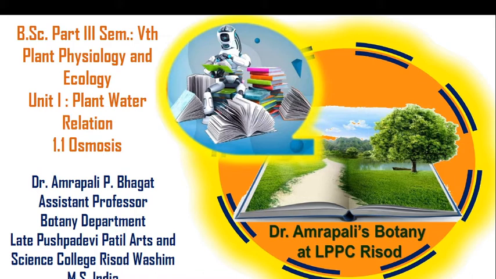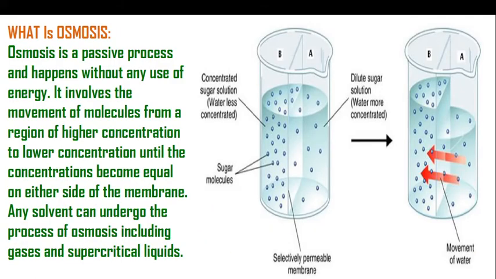Today we are going to learn about osmosis, which is part of third year, semester 5, paper name Plant Physiology and Ecology, unit number 1, Plant Water Relation. So, what is meant by osmosis? Osmosis is a passive process.